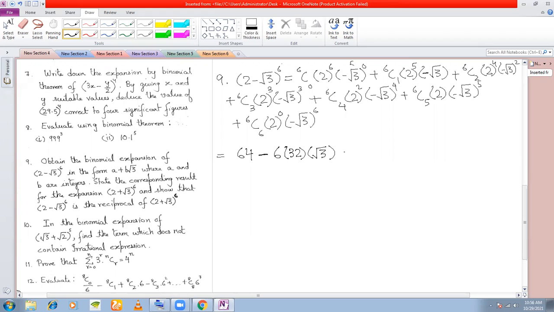Next term, 6c2. The value of 6c2 is 15 into 2 to the power of 4. 2 to the power of 4 is 16. Minus root 3 square is simply 3, right? Plus, or let's say minus, because the next term, if you see, minus here has been raised to an odd power. So this will obviously become minus. 6c3 is 20. 2 cube is 8. And root 3 cube is 3 root 3.